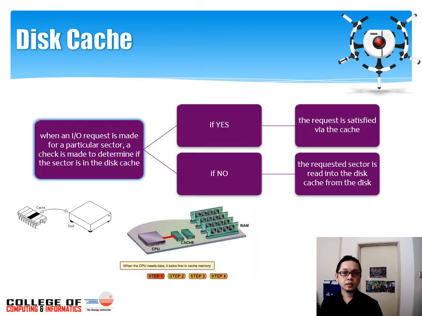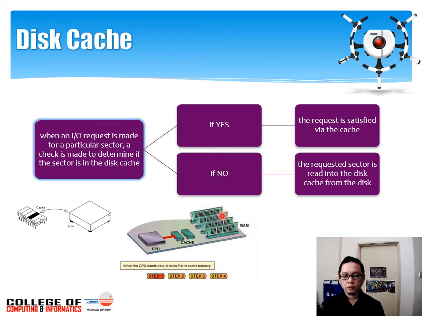Usually, this cache is used for faster transportation between the I/O device and the memory sector that is needed. So for example, let's say you want to print certain data or read certain data for that particular I/O device. It will ask this question: is the data needed inside the memory cache or not? If the answer is yes, the request is satisfied via the cache.